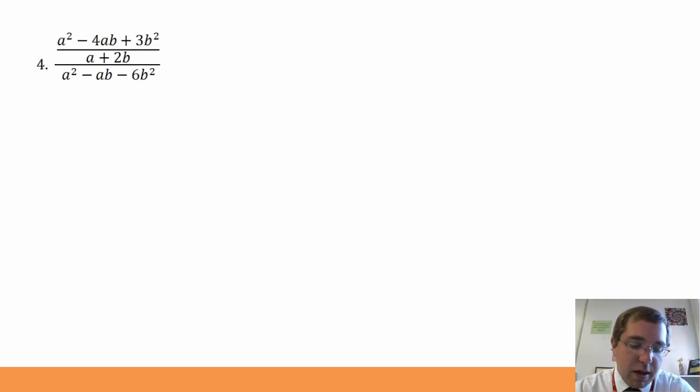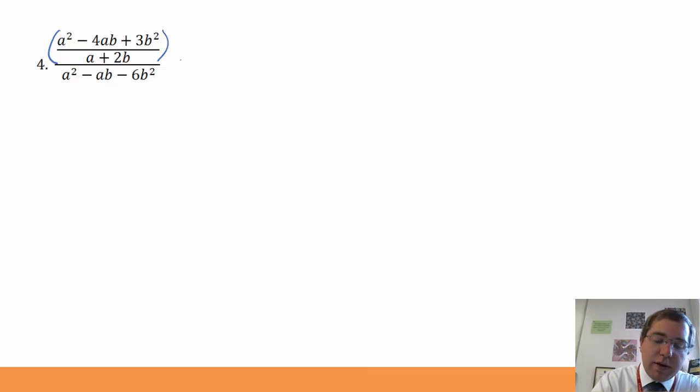Number 4. a squared minus 4ab plus 3b squared over a plus 2b, divided by a squared minus ab minus 6b squared. Since we do them in the order in which they occur, normally we think of that as the order from left to right. You can also think of it as the order from top to bottom. So we're really dividing a squared minus 4ab plus 3b squared by a plus 2b first, and then we're dividing by a squared minus ab minus 6b squared.